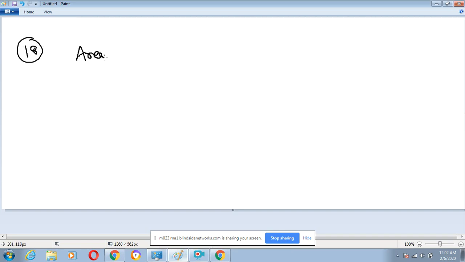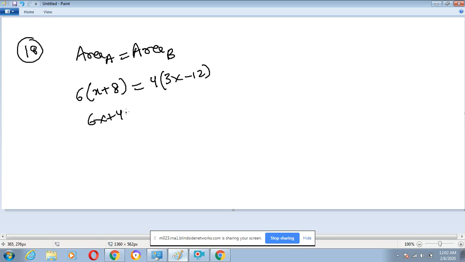Area of A equals area of B, correct? What is the formula for area? Length into breadth. 6 into x plus 8 equals 4 into 3x minus 12. So 12x minus 6x equals 48 plus 48.